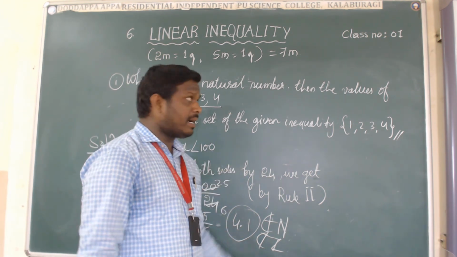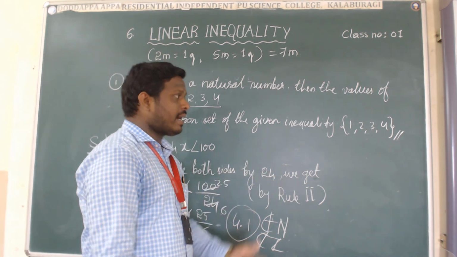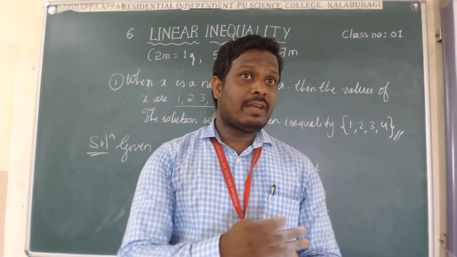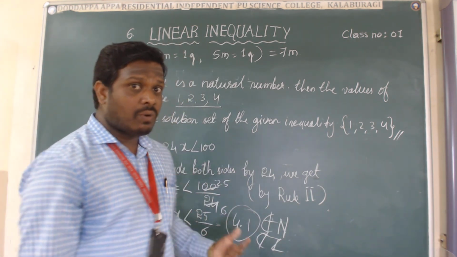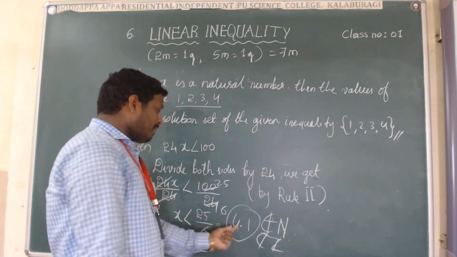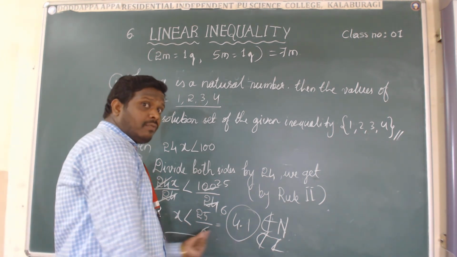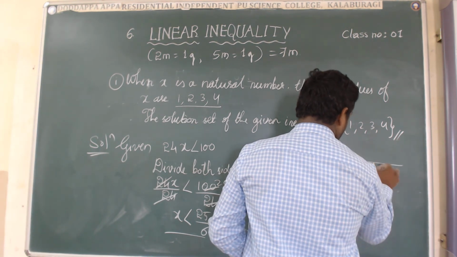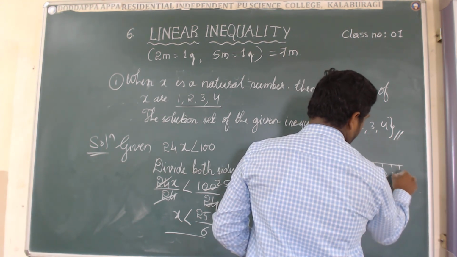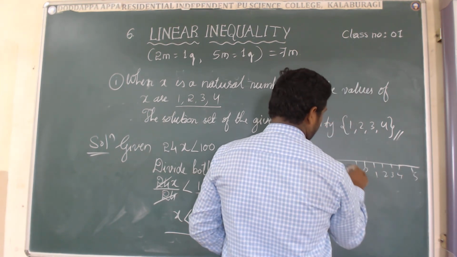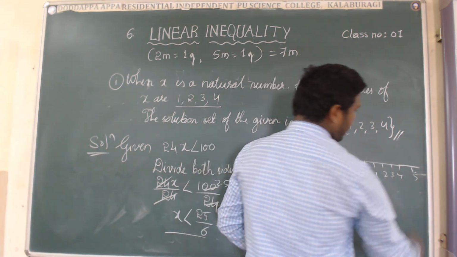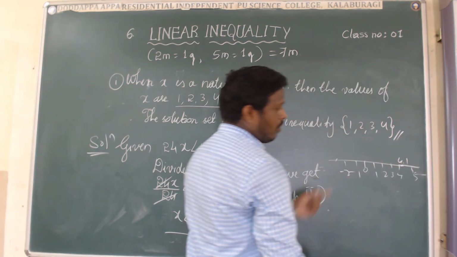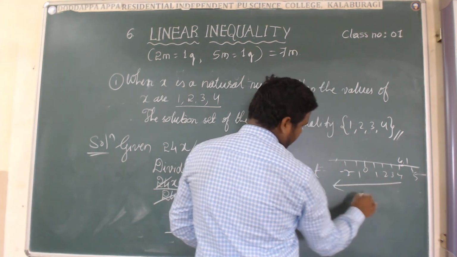By taking similar to this one only, we have to write the values of x when x is an integer. We already know which type of numbers we can see in the integers. What is the condition here? The value of x is less than 4.1, integers. So on the number line, write 1, 2, 3, 4 and 5 and -1, -2, and so on. The point 4.1 is present here. The value of x is from here to this side.